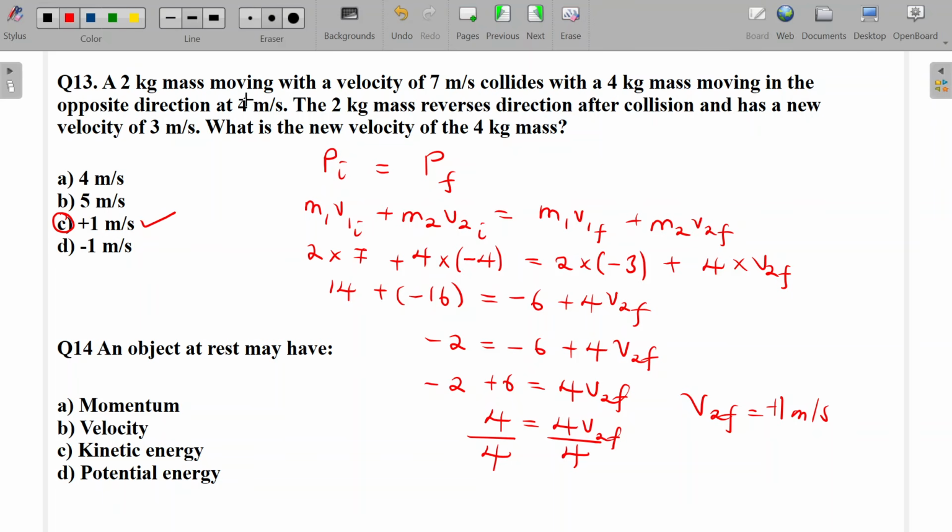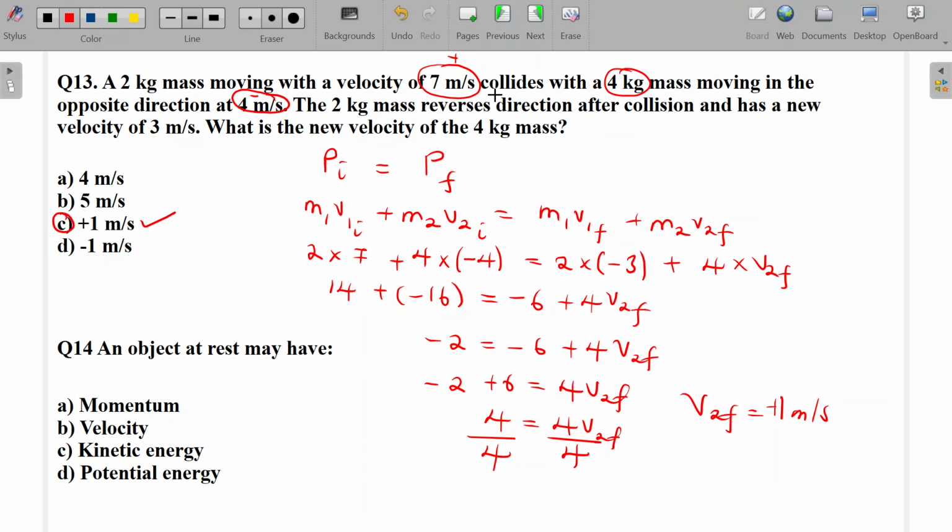When you have been given a momentum question, you need to understand that momentum is always conserved, meaning that initial momentum must always be equal to final momentum. In this case, the initial incident was that a 2 kg mass was moving at 7 meters per second in a particular direction, which we've taken as the positive direction. Then it collided with another mass of 4 kg, and this other mass was moving in the opposite direction, meaning it was moving in a negative direction.